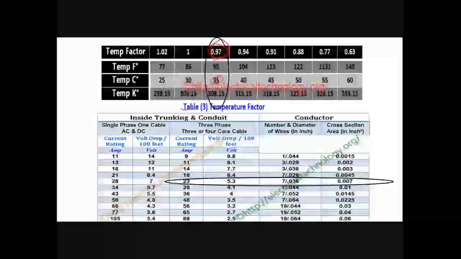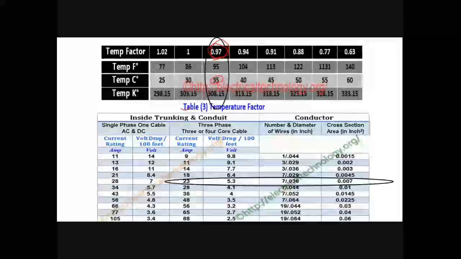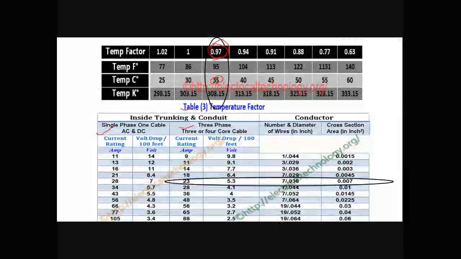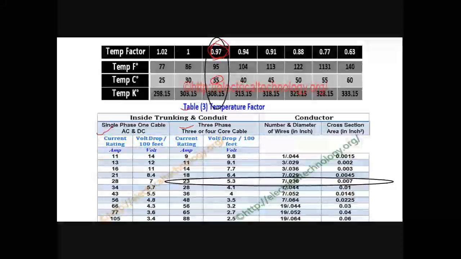After that they have given the cable size, current rating with voltage drop. They have given the voltage drop indication, so we have to use this table. So what does this table indicate? This table indicates single phase AC or DC and three phase 3 or 4 core cables. If you are interested in single phase, you would look at that part, but our application is a 3-phase induction motor, so we will look at this table directly.